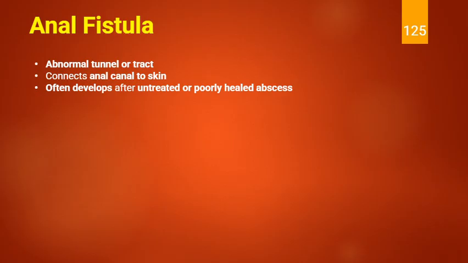An anal fistula is an abnormal tunnel or tract that forms between the anal canal and the skin near the anus. Fistulas commonly develop after an anorectal abscess fails to heal completely. The infection creates a tract that connects the internal infection site to the external skin. This tract becomes lined with inflamed tissue and may continue to drain infected material.